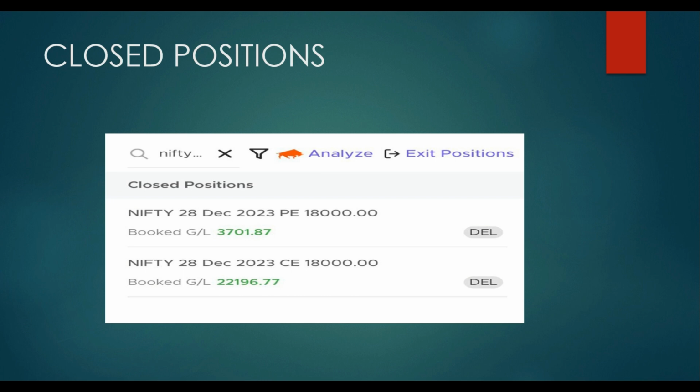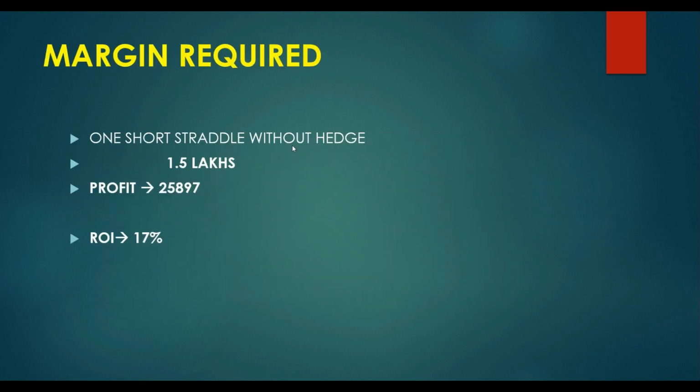That's because the VIX crashed. So VIX plays a major role when you're taking a position in options, especially when you're a seller. For taking one short straddle without hedge, the amount we need is 1.5 lakhs, and the profit I made was somewhere around 25,897 rupees. So the ROI of this particular trade is 17%, which is really high.